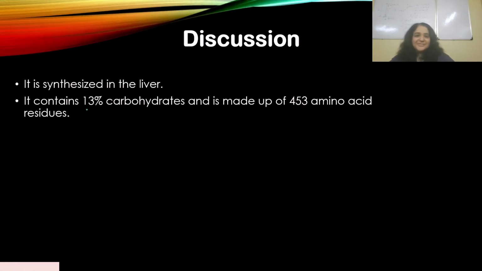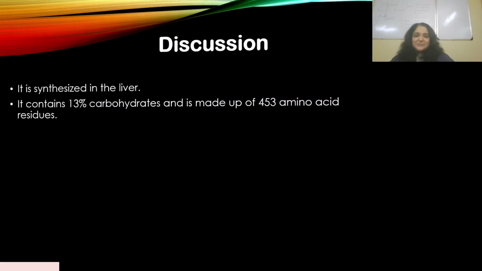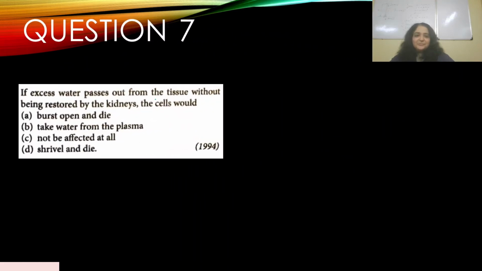So the answer is already there. It is synthesized in the liver and it contains 13% carbohydrates, made up of 453 amino acid residues. That's an extra piece of information. The main thing is you should remember that it is synthesized in the liver. So, clear. Let's move on to the next question.